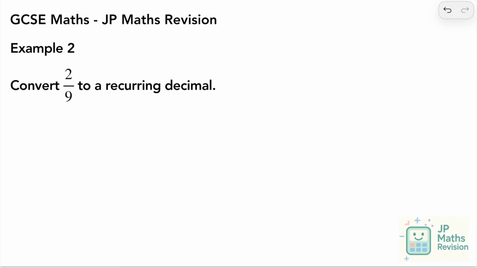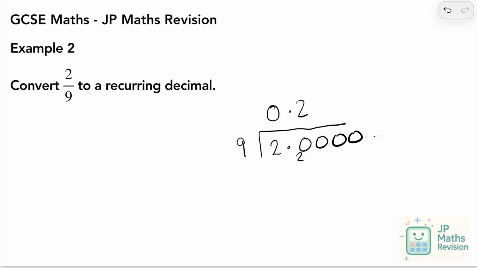Here's another example. We're converting 2 ninths to a recurring decimal. Again, we're going to use the bus stop method. 9 goes on the outside and then we're going to put 2, point and a bunch of zeros. 9 goes into 2 0 times with 2 as a remainder. Then 9 goes into 20 2 times with 2 as a remainder, and again 2 times with 2 as a remainder. You can see the pattern. So the answer to this one is 0.2 recurring.